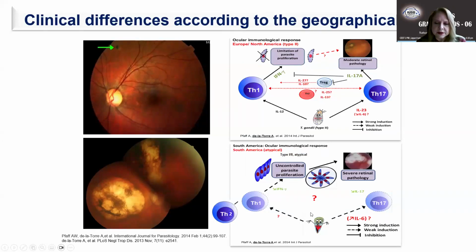While patients from South America infected with more virulent strains present a deviated immune response not to Th1 or Th17, but to Th2, leading to an uncontrolled parasite proliferation and a severe retinal pathology, as you can see here.